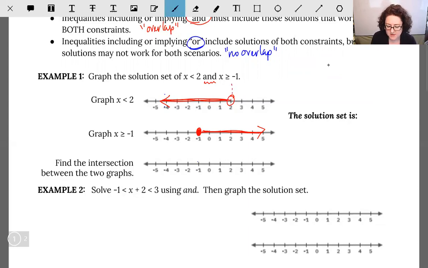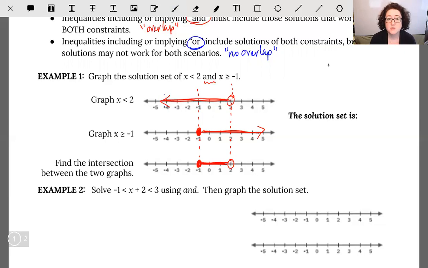And so I have this 2 point and I have this 1 point. And all I care about is the stuff that's in between that is actually shaded in on both graphs. So we had the closed circle on 1. We had the open circle at 2. And we're looking at the pieces that are all in between.